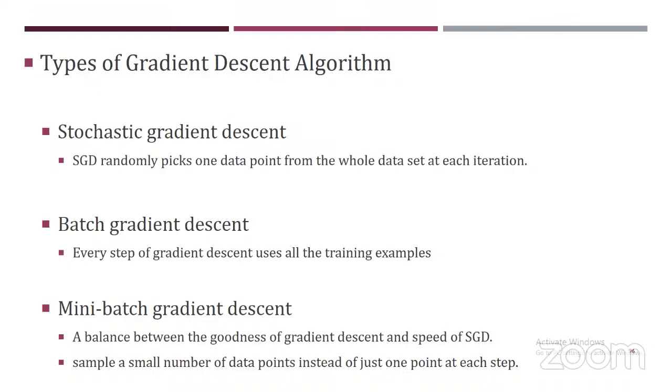These selected batches do not contain all your instances. But yes, it is not ignoring the complete set of information present in your training instances, right? So it is the balance, the midway. You can treat it as a midway approach between stochastic and batch gradient. So hopefully this part is also clear to everyone, what batch gradient, stochastic, and mini batch gradient are.